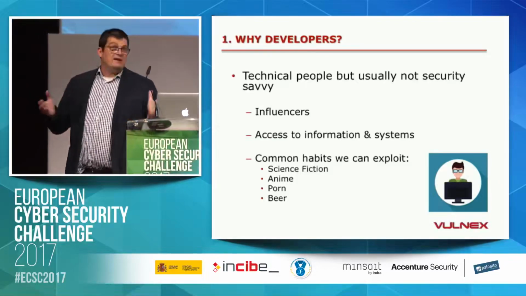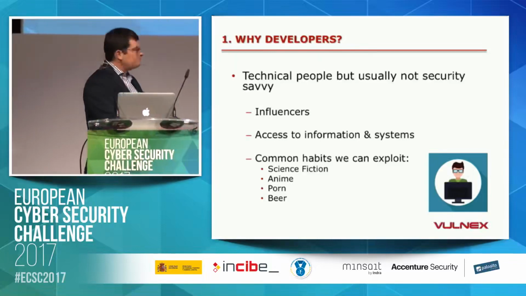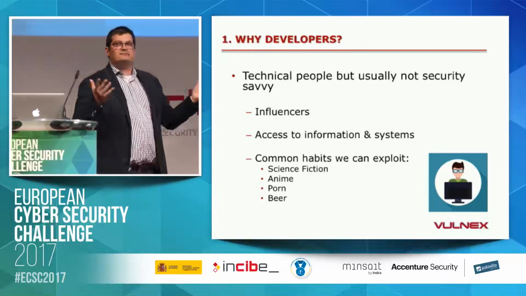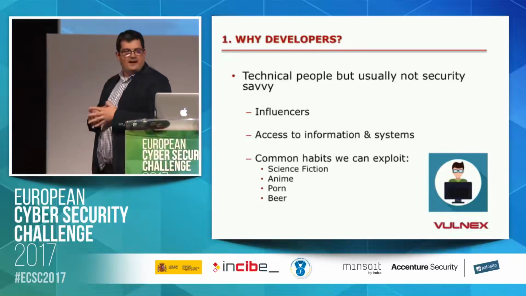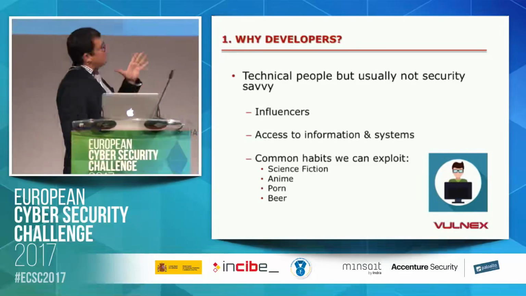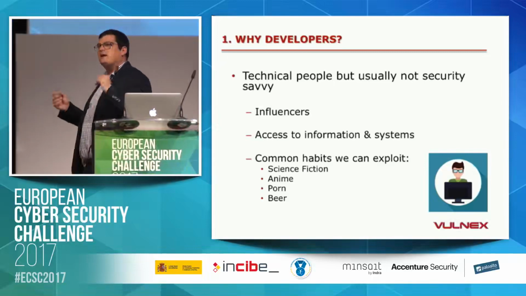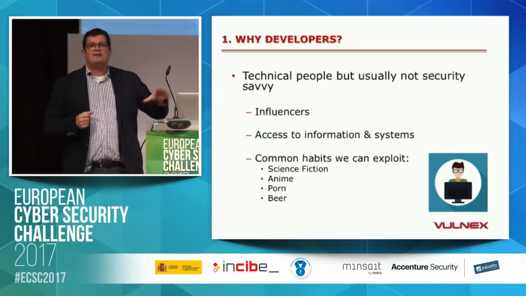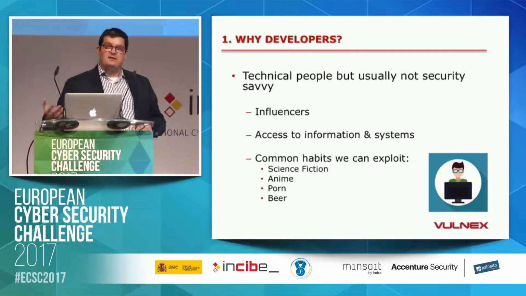Of course, there are also many of them who like anime, Japanese cartoons. Of course, porn. Internet is for porn, right? So that's something we can target. And of course, beer. So there are different subjects we can exploit. And we are looking for all this intelligence about our company. That's something we have to keep in mind, stuff we can use to get access to systems.